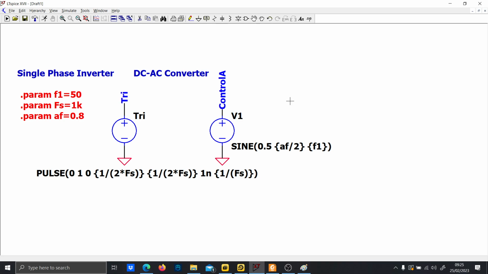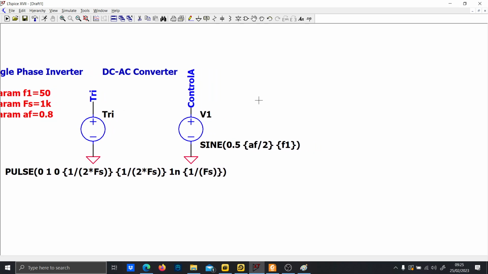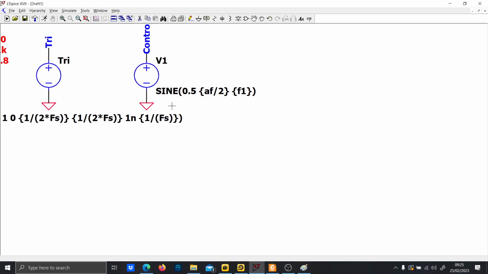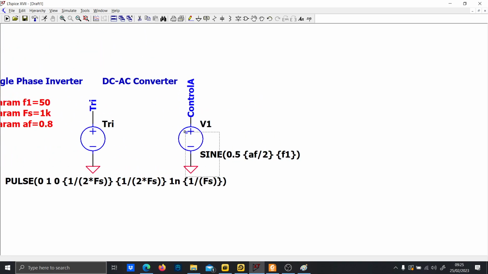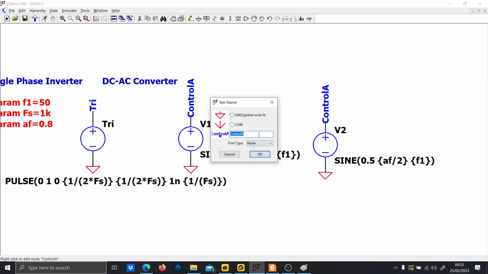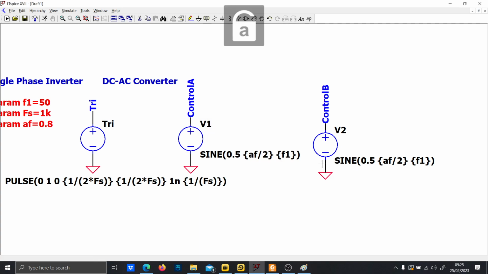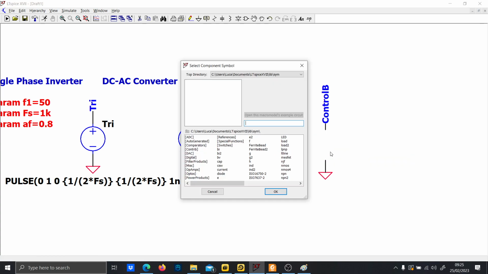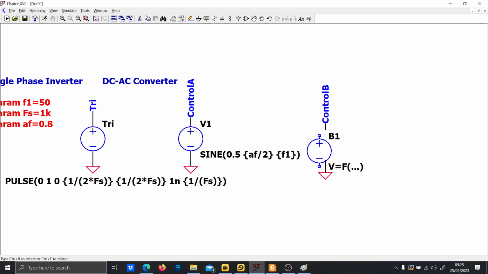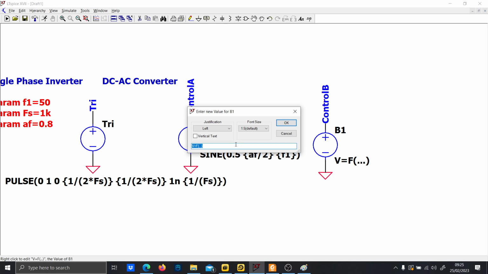Now, since this is a unipolar configuration, the control of leg B will be the same as the control of leg A, but with the inverted sign. So we will put the control B as a behavioral voltage, BV, and the equation will be 1 minus V of control A.